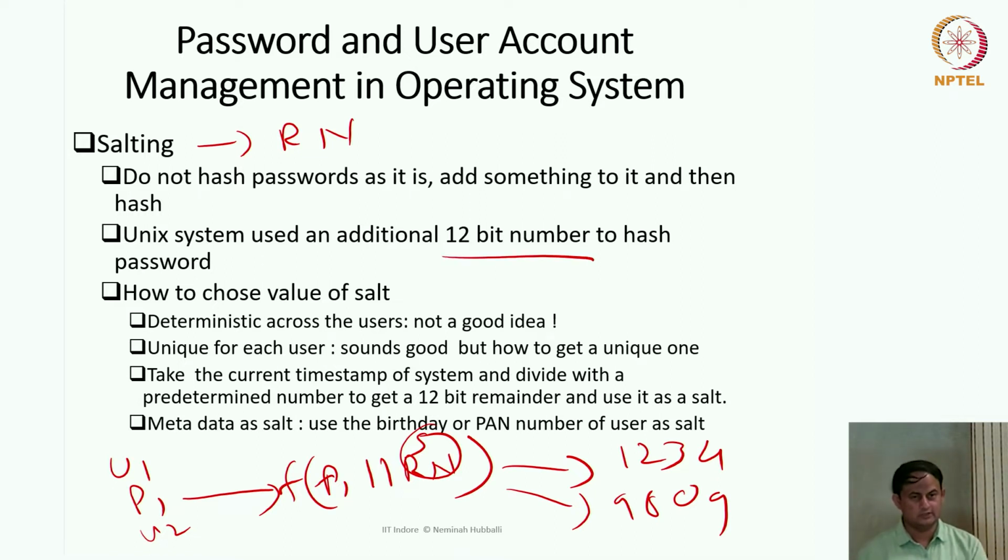So irrespective of the password length, you generate a 12-bit random number, concatenate that with the password, and then give it to the function f. Whatever hash value it generates, you take and store inside the password file. So that is exactly what is done.